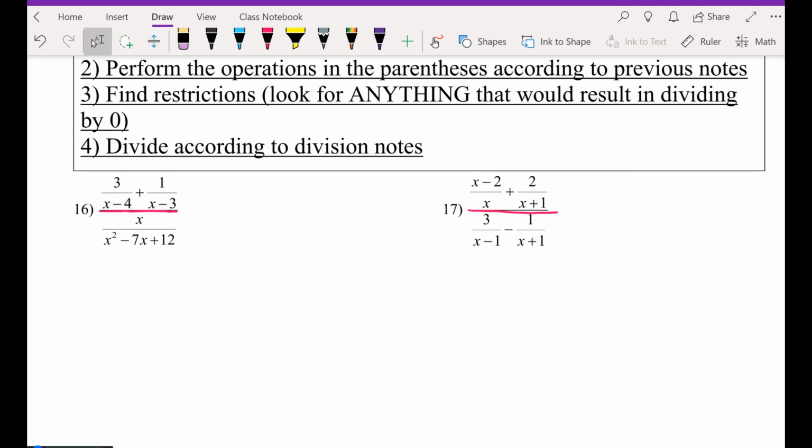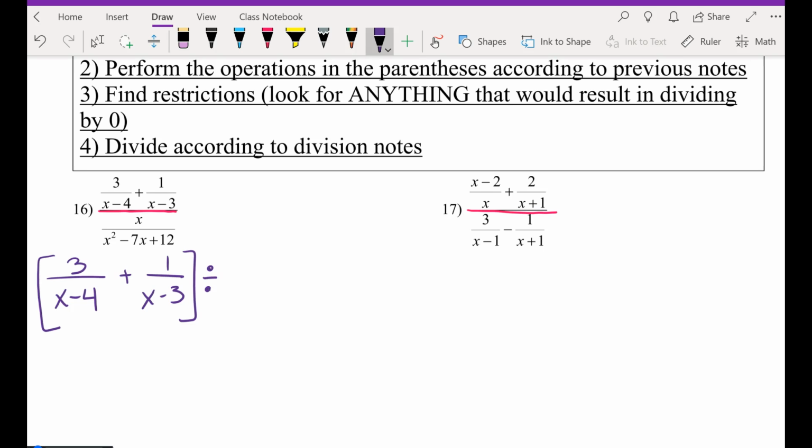So we are going to write the numerator, starting with the quantity 3 over x minus 4, add 1 over x minus 3. We're going to start with the parentheses, set of quantity. And then we are going to write it as the division problem. Divided by what? X over x squared minus 7x. Should we factor that now? Yeah. In your homework, I say that I would start doing that right away, but because I'm doing notes, I'm going to do one step at a time. Are you guys okay with that?